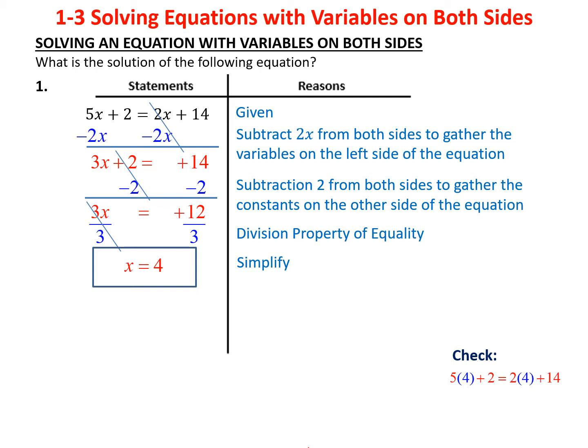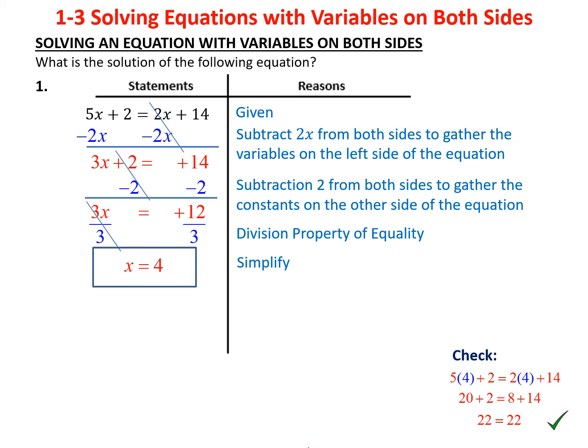So 5 times 4 plus 2, does that equal 2 times 4 plus 14? Notice I put the 4 in for both x's because there's an x in both of them. So let's simplify that. So we have 20 plus 2 equals 8 plus 14. They both equal 22, 22 equals 22. So I know I got the equation right.